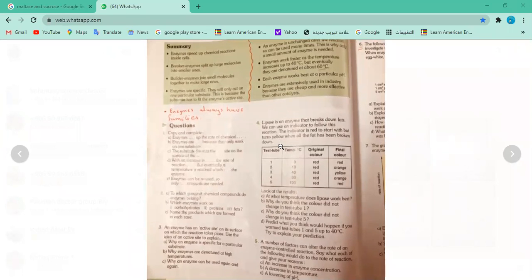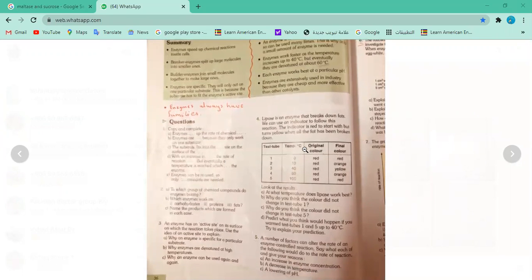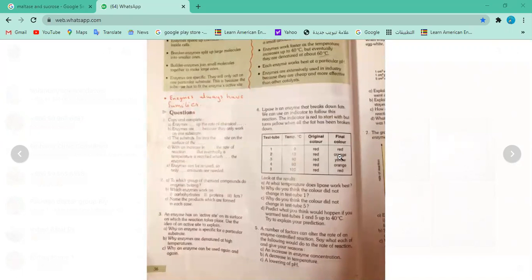And what does it contain? It contains the fats. The original color for the fats would be red, but if they are broken down by the enzyme lipase, the color would change from red to yellow. Now look at these tubes: original color all red, and final color, because you maintain it for a little time. So now using this information, who is going to answer?